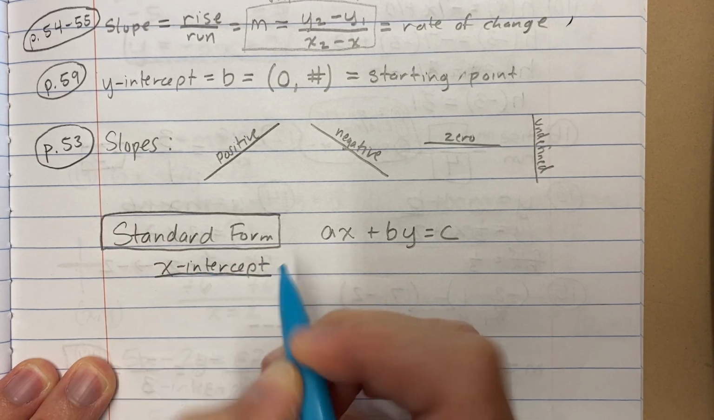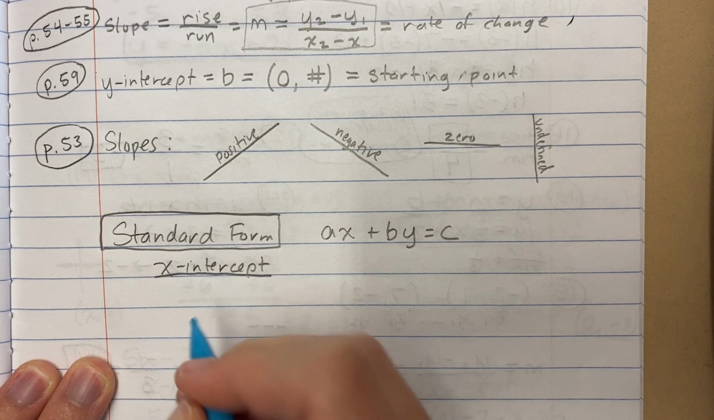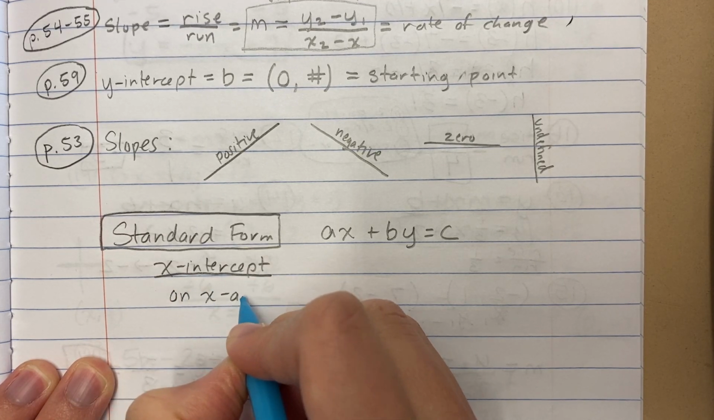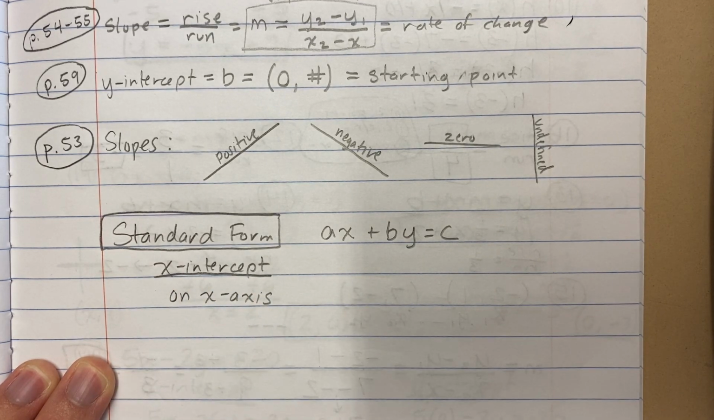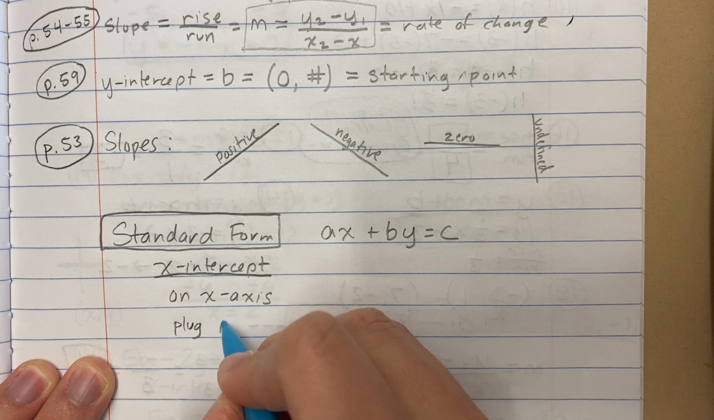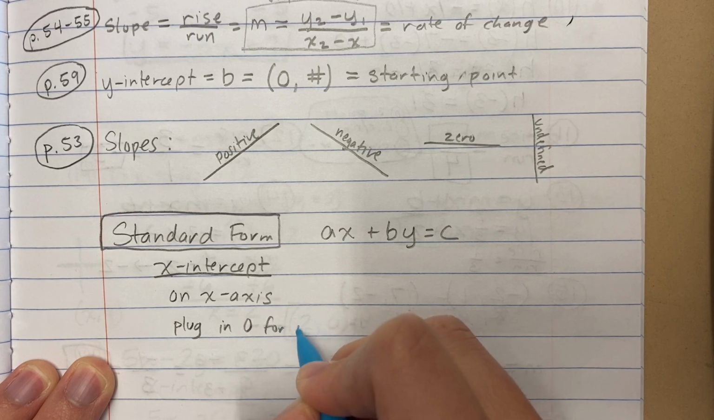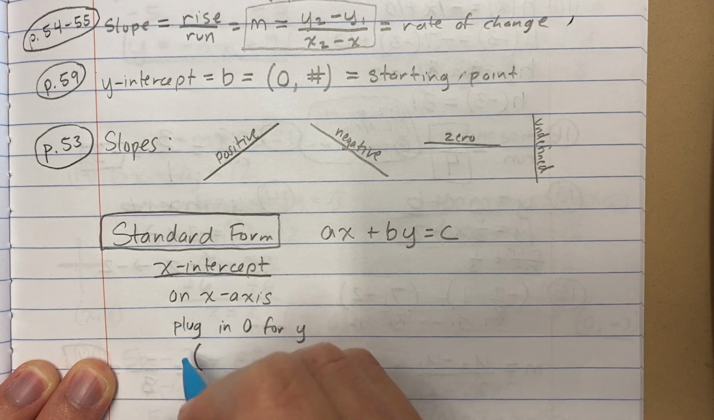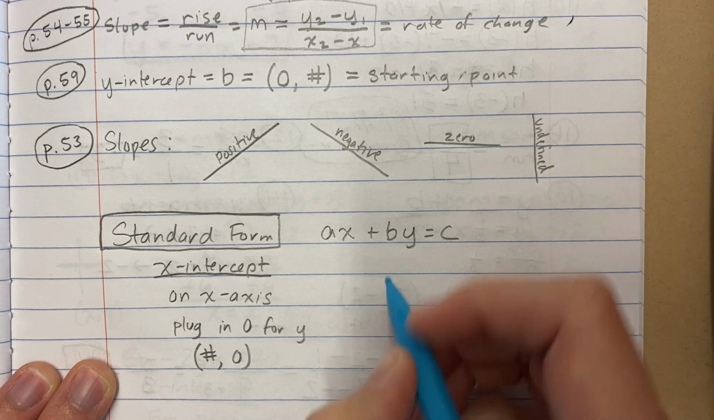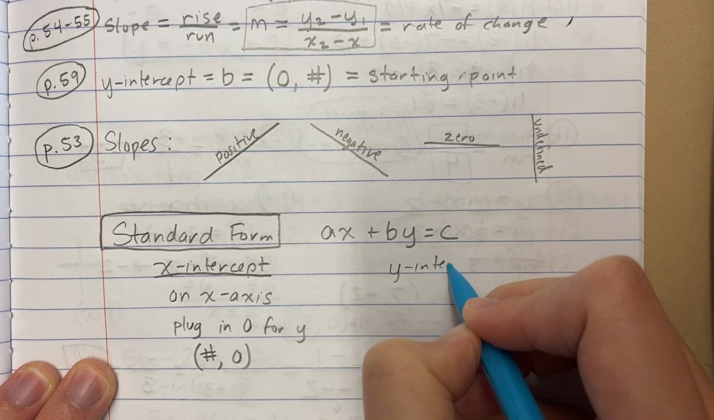And the really big thing that we talked about with standard form was that if we're looking for the x-intercept, which we sometimes are when we're trying to graph, the way that we do that is we recognize, oh, that point is always on the x-axis, which means the y value is 0. So we're always plugging in, if I want to find the x-intercept, I plug in 0 for y. And so therefore, I always end up with a point where I have a number for x, but y is 0, right?